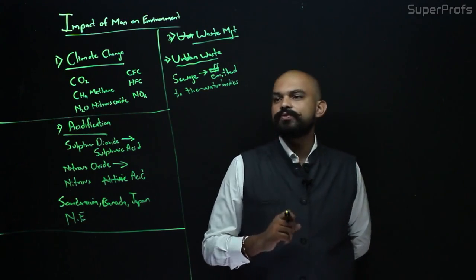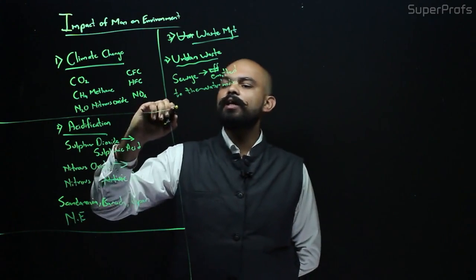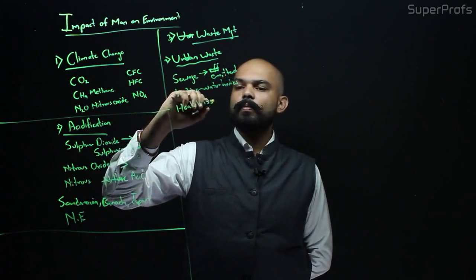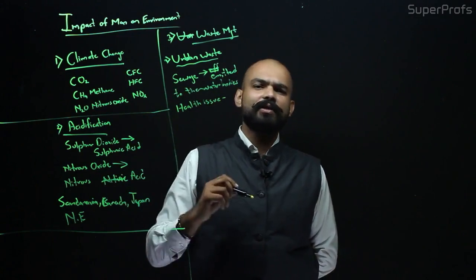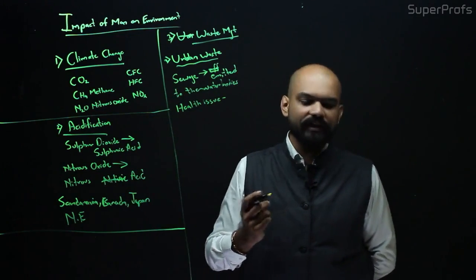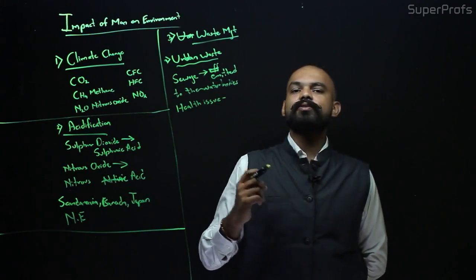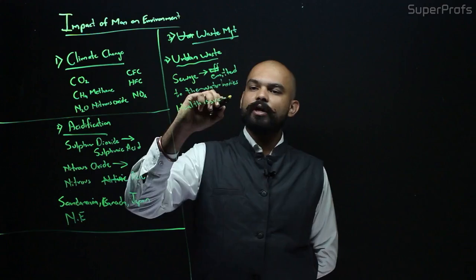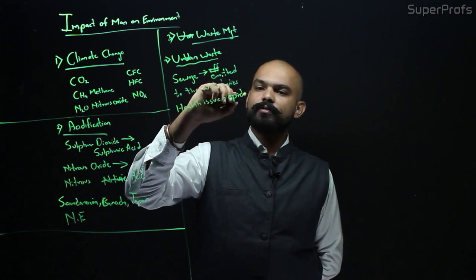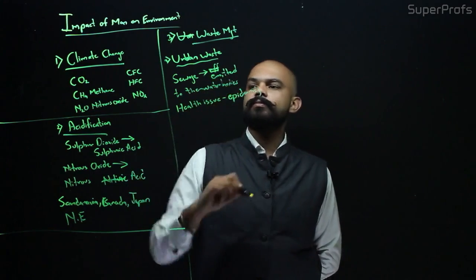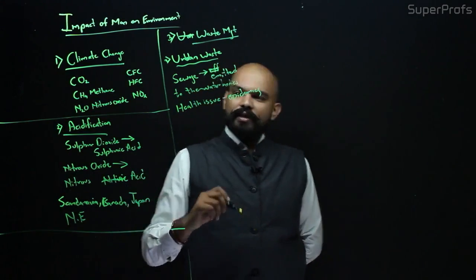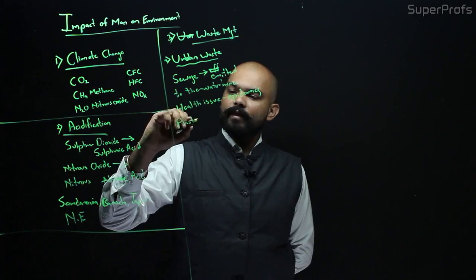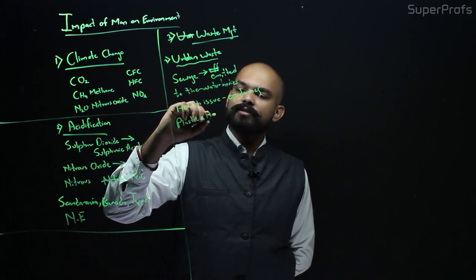So what it causes firstly is health issues. You have a lot of epidemics of malaria, a lot of epidemics of diarrhea, or epidemics of various diseases because of this. So you have health issues, epidemics. The second thing that they emit is plastic and non-degradable waste.